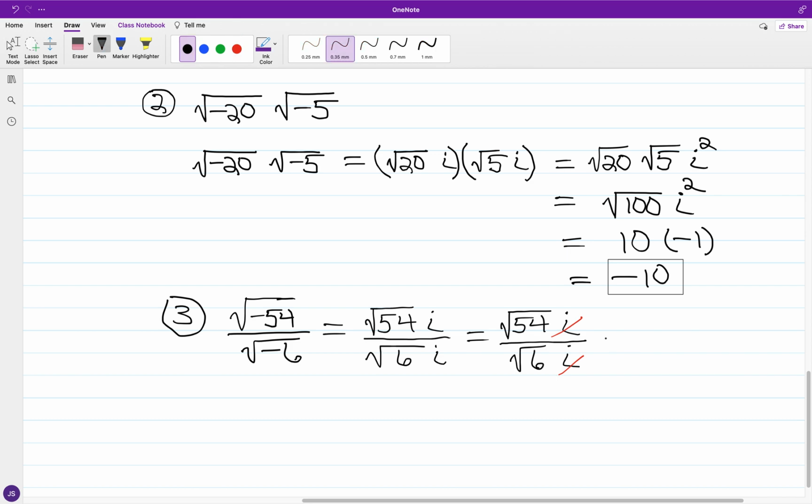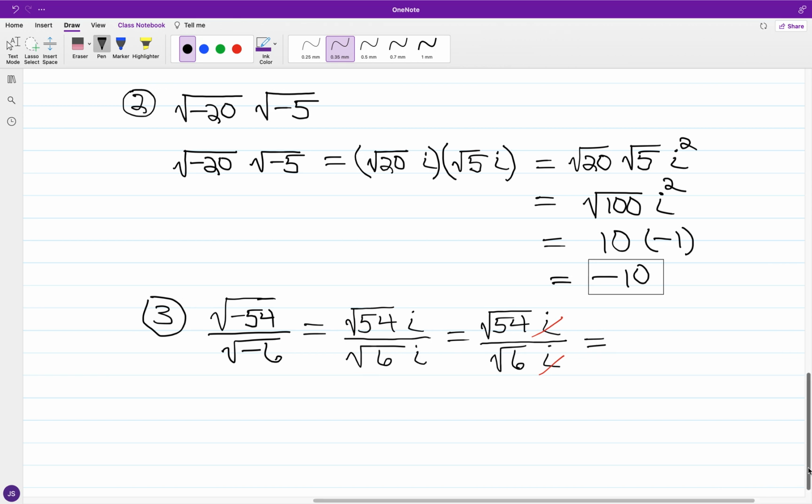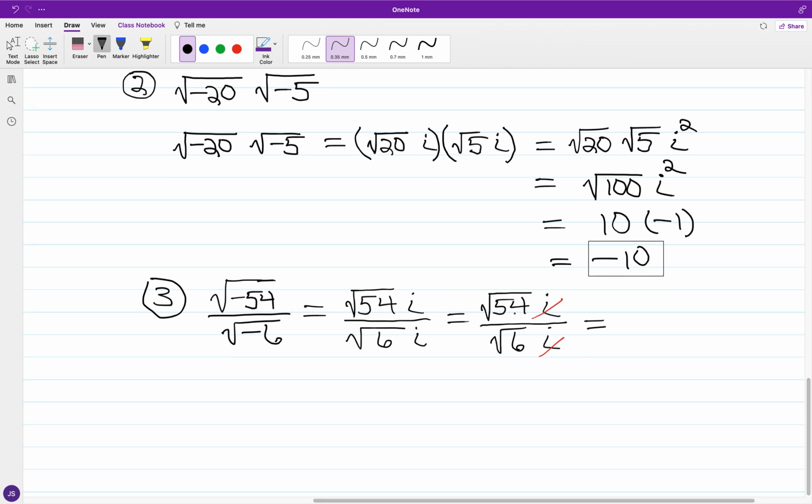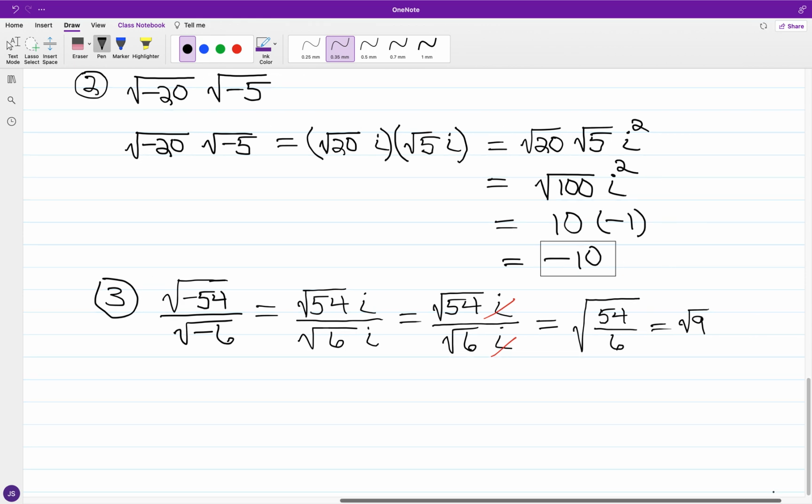Now in terms of the follow through, I've got the square root of 54 over the square root of 6. So I've got positive numbers, and kind of like with the multiplication, I can cluster together what I have as the square root of 54 over 6. Now 54 over 6 is 9, so it's the square root of 9. And in turn, the square root of 9 will be 3.